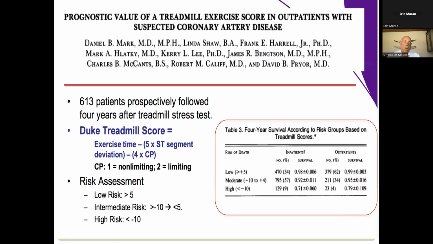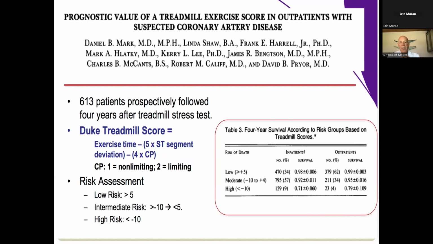Next slide. So this is an introduction to the Duke treadmill score, which has to do with prognosis, not diagnosis, but prognosis. And what they looked at was the exercise time minus 5 times the ST segment depression, so the number of millimeters of ST depression, minus 4 times whether the person has chest pain, and chest pain is 1 if it's non-limiting and 2 if it's limiting. And so you can certainly see that the more negative the number, the higher the risk: more ST depression and more chest pain and a lower exercise time.